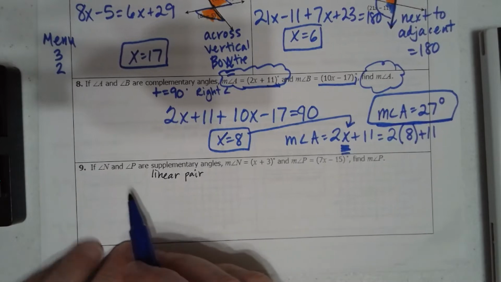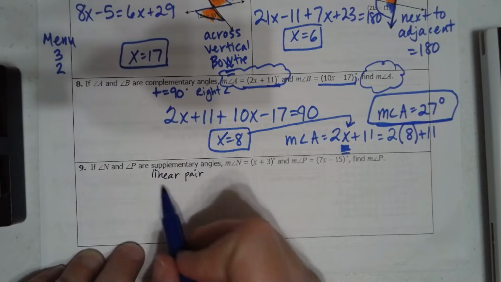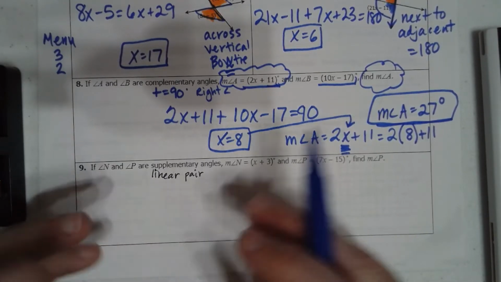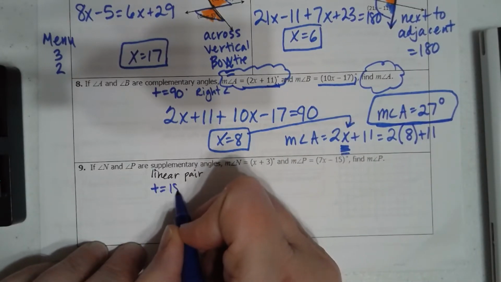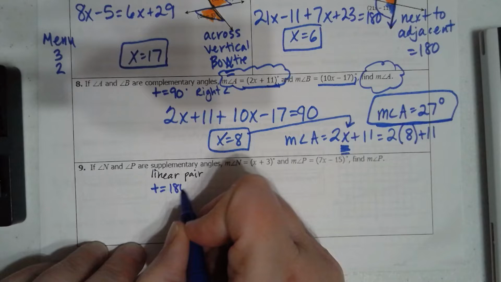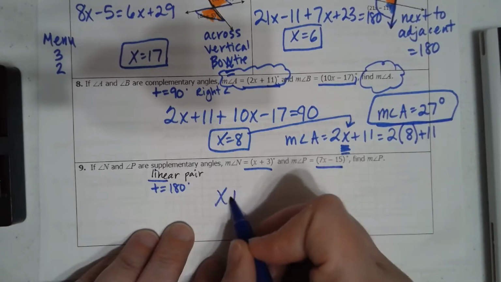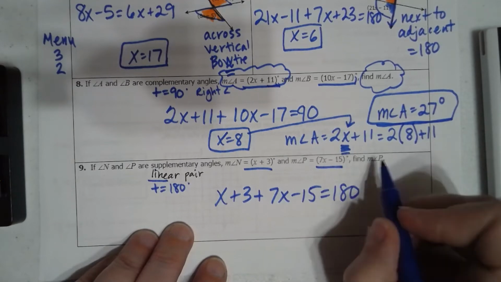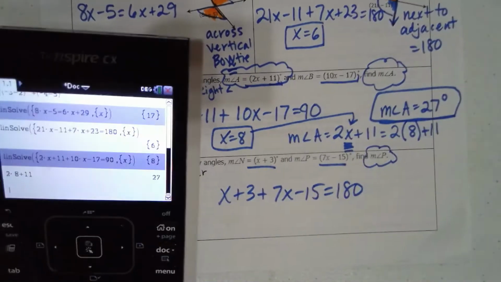Okay. All right, number 9 says angle N and angle P are supplementary. That is also the same as linear pair. I promise y'all that is the word that's on the test. Okay, it says angle N and angle P are a linear pair. That means they're the same thing as being supplementary. It means together they're going to add up to make 180 or make a straight line, right? So I'm going to take these two angles, I'm going to add them together and put them equal to 180. It's asking me to find angle P, so I am not going to be done.